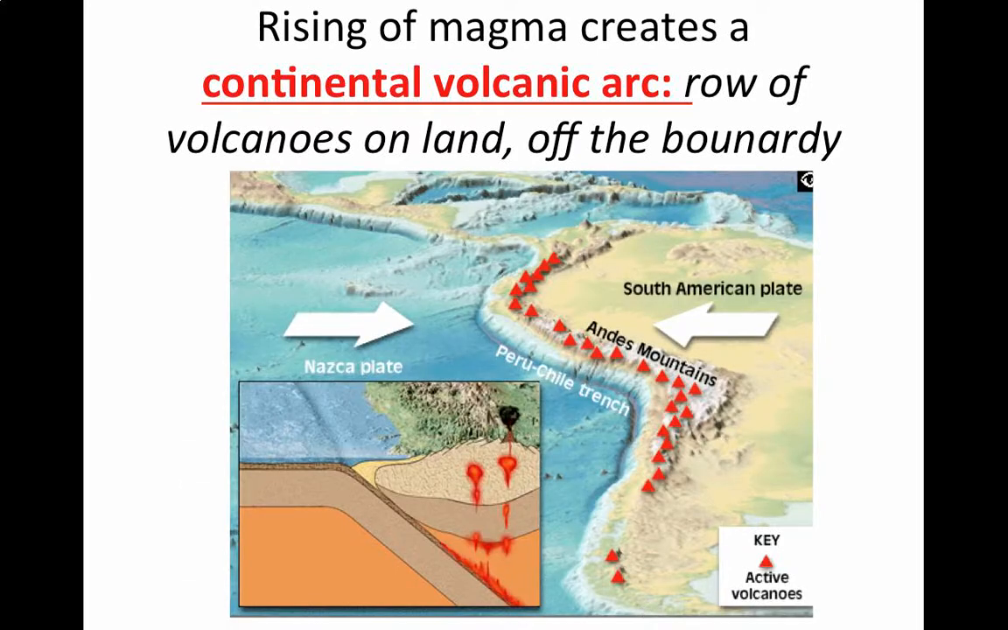Here's an image of a location where we have continental volcanic arcs on Earth, the Peru-Chile Trench, along with the Andes Mountains. You can see in the image there the oceanic crust being pulled down underneath the continental crust, and that magma slowly working its way up till it erupts on the surface of the continent.